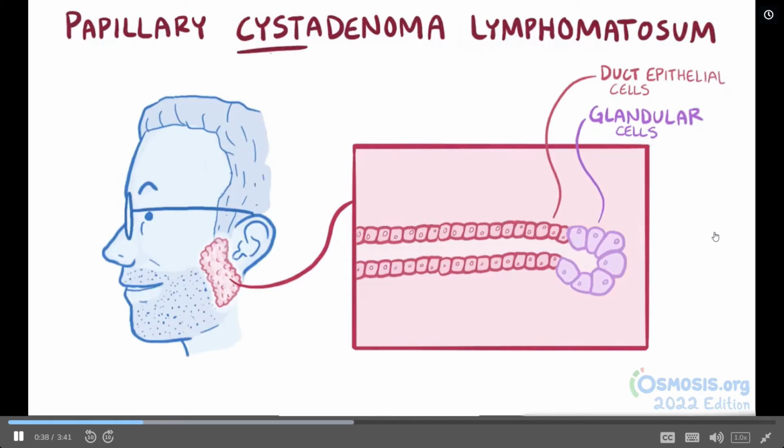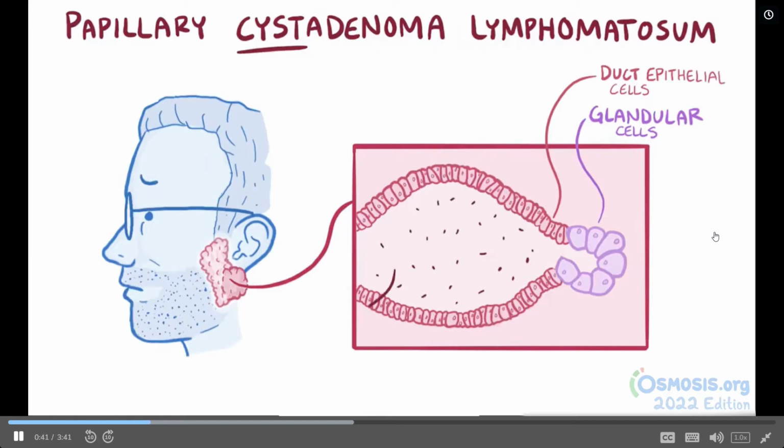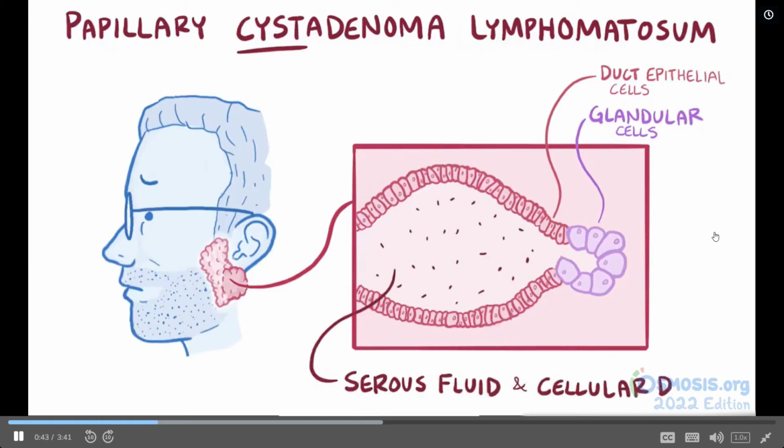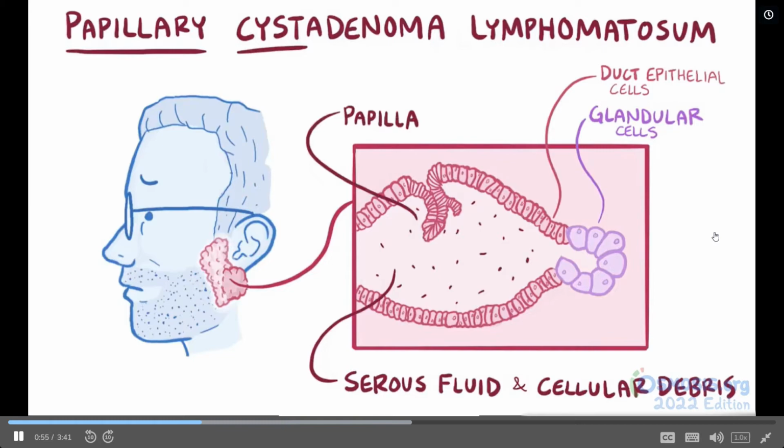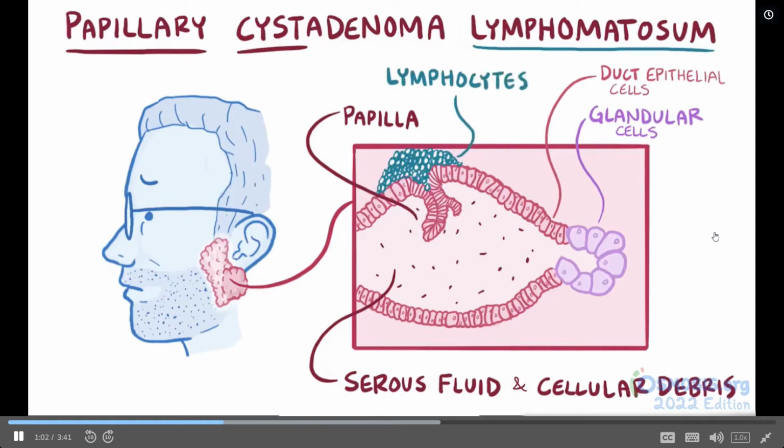Cystadenoma refers to the fact that the ducts grow in size and fill up with serous fluid and cellular debris, which forms a large cyst. Papillary refers to the fact that the layer of epithelial cells starts to fold into the duct, which forms a finger-like projection called a papilla. Finally, lymphomatosum refers to the fact that the epithelial layer gets infiltrated by lymphocytes, which organize themselves into what look like germinal centers, which is something you'd expect to find if you looked at a cross-section of a lymph node.